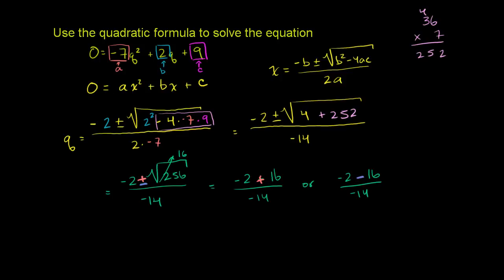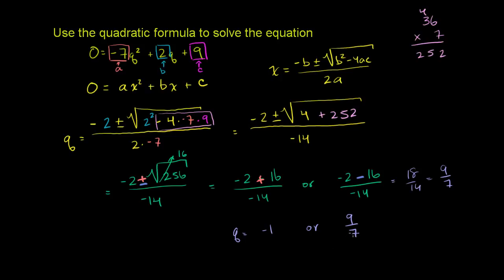Now we just have to evaluate these two numbers. Negative 2 plus 16 is 14, divided by negative 14 is negative 1. So q could be equal to negative 1, or negative 2 minus 16 is negative 18, divided by negative 14 is equal to 18 over 14. The negatives cancel out, which is equal to 9 over 7. So q could be equal to negative 1, or it could be equal to 9 over 7.